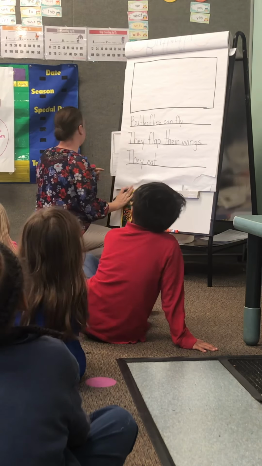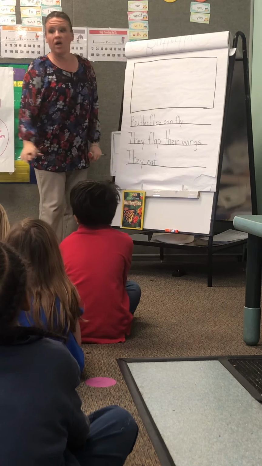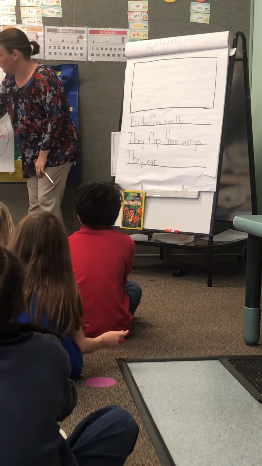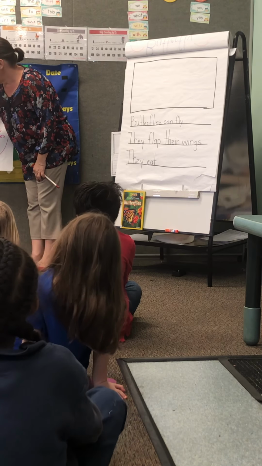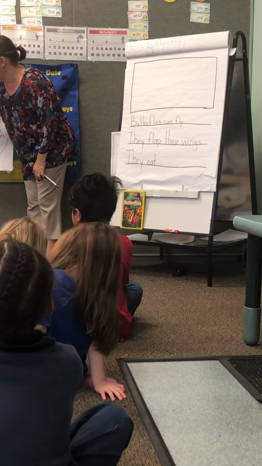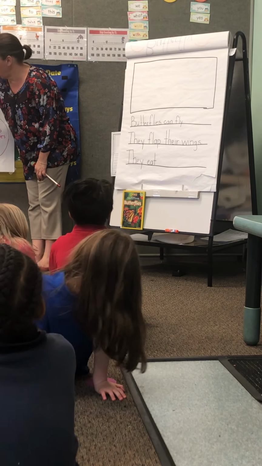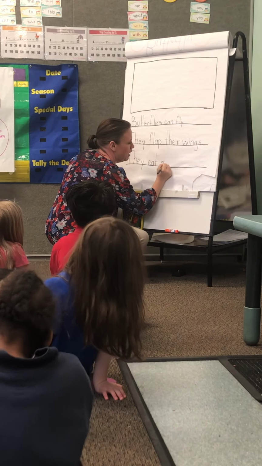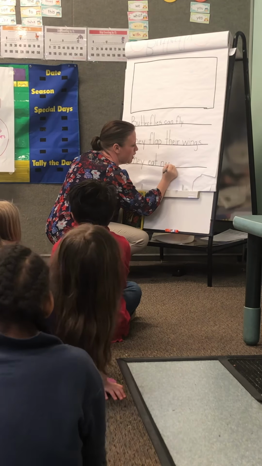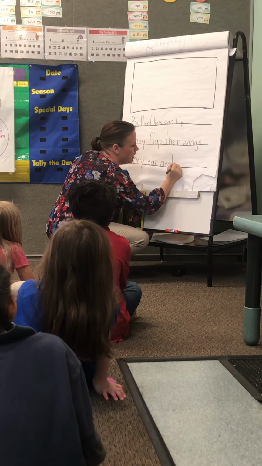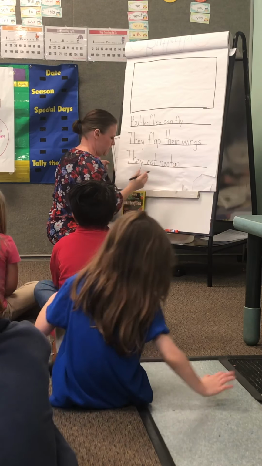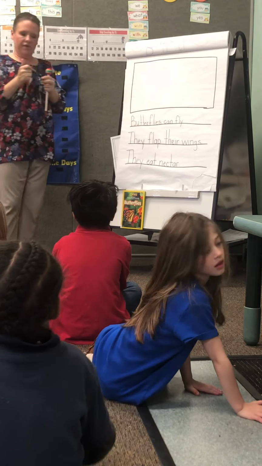Nectar is a really hard word. We could write the sounds, or we can look up here on our chart. And it says nectar right here. Nectar. All right, what's going to go at the end of my sentence? A period. A period.